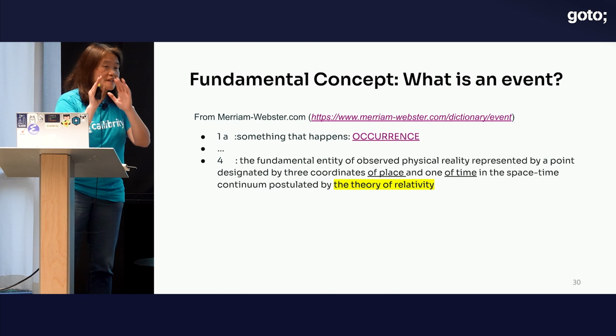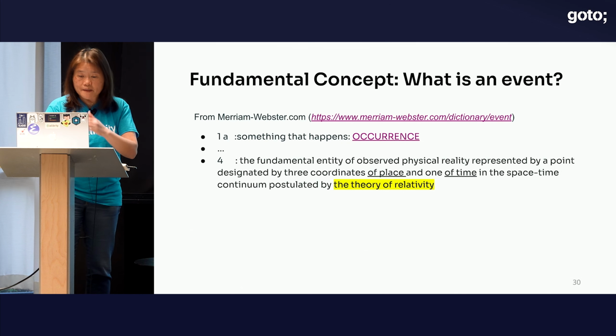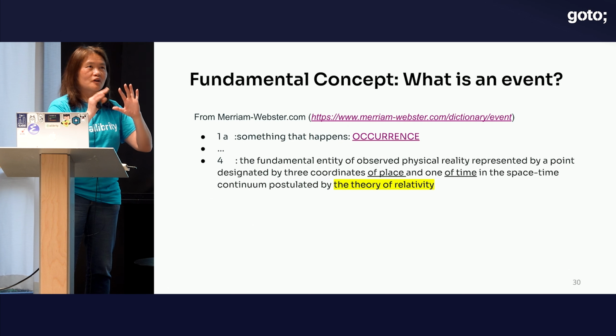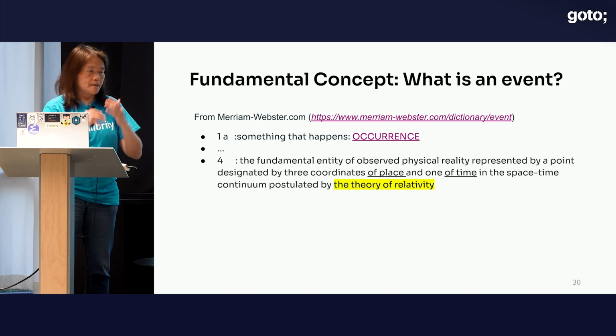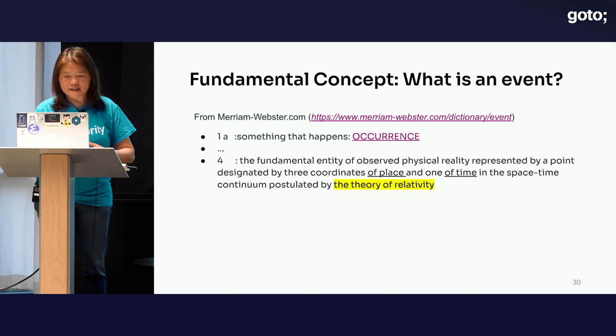So then let's take a look too at events. Fundamentally, if you look into it, an event is essentially an occurrence. And if you look at it a bit more scientifically, it's basically based on the theory of relativity.